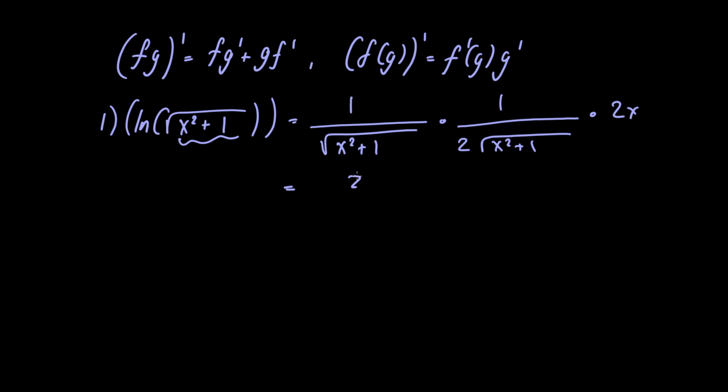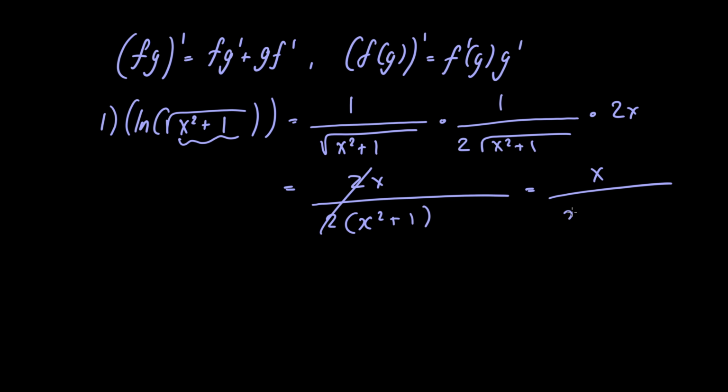Putting this together, we have 2x divided by 2 times x squared plus 1, since square root multiplied by square root is just x squared plus 1. We can cancel these two, and we're left with x divided by x squared plus 1. So all we did here was apply the chain rule 3 times, and this is the final answer that we got.